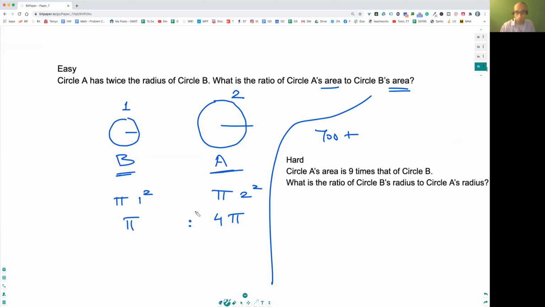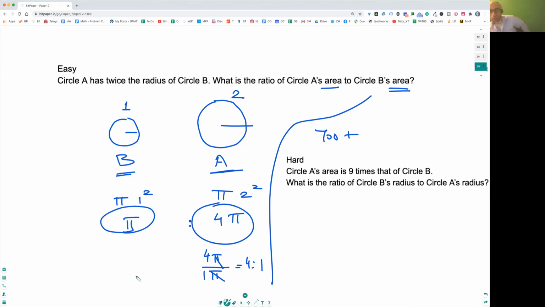This is the easier problem, so remember, now it's pi and 4 pi. Circle A's area is 4 pi, and circle B's area is pi, and then pi and pi cancel out. Of course, there's a 1 here, so it's 4 to 1, or 1 to 4. Remember, the ratio of circle A's area is asked, and circle A is bigger, so it's going to be 4 to 1. All right, let's try one very, very similar problem.